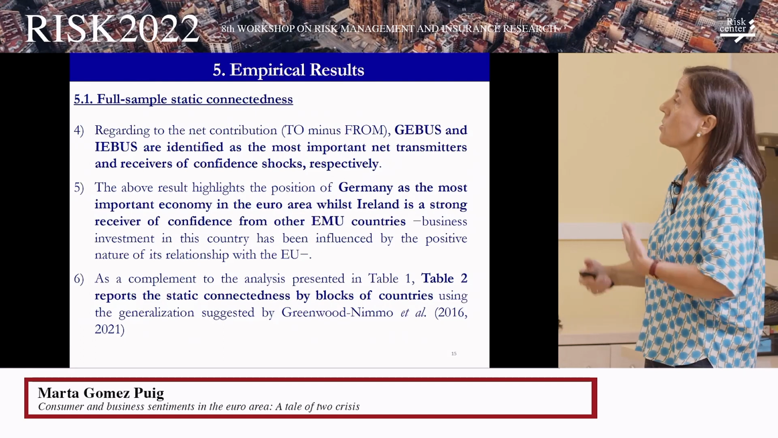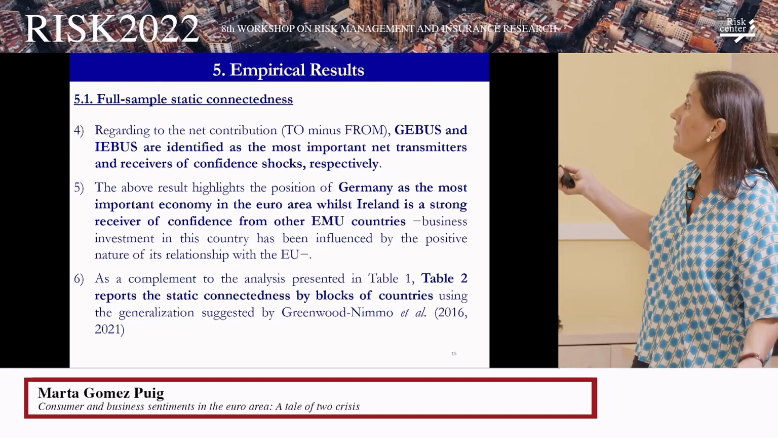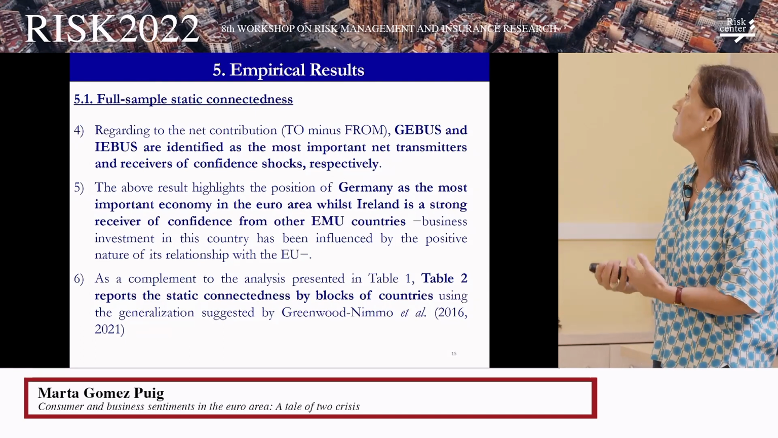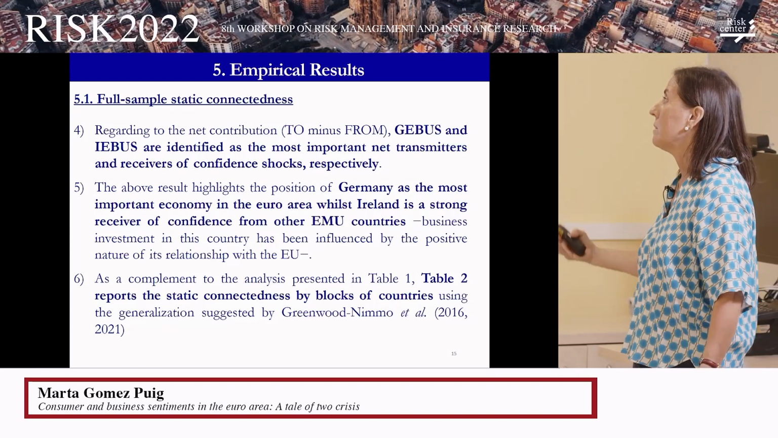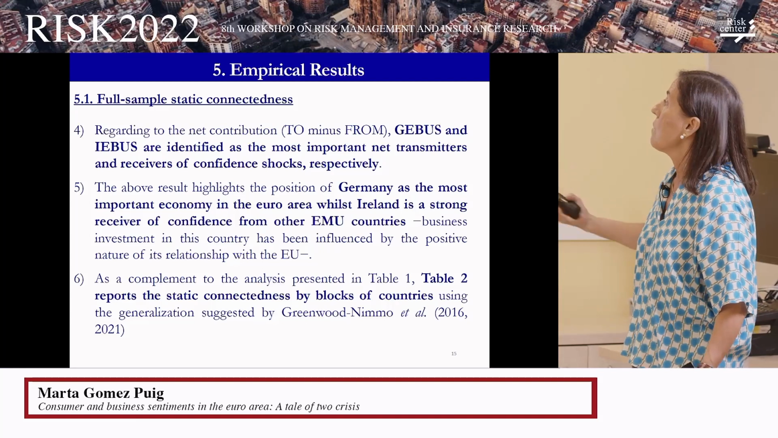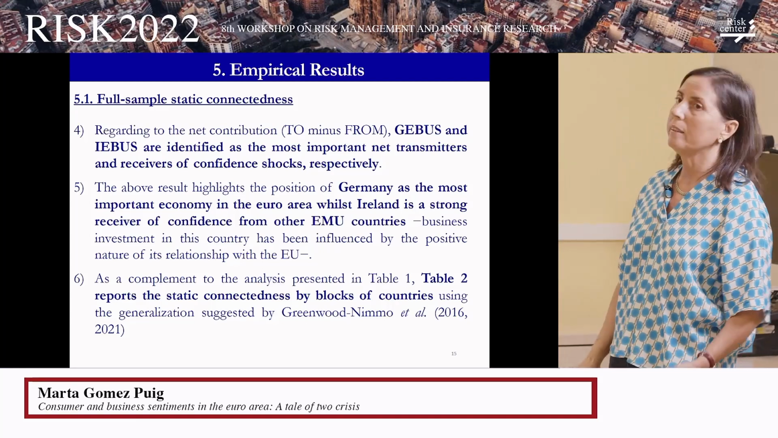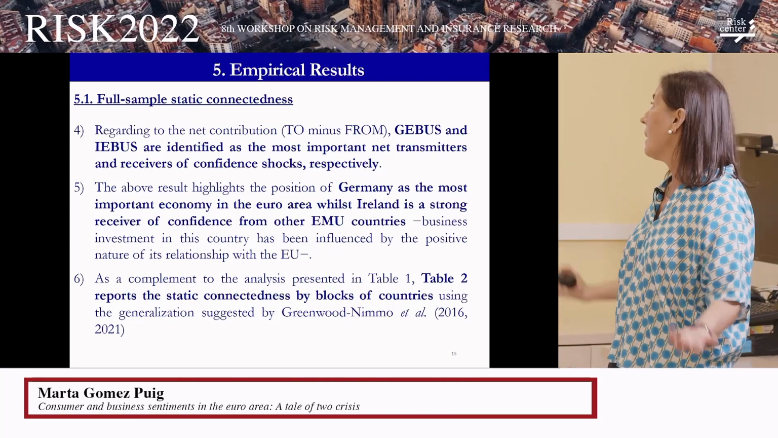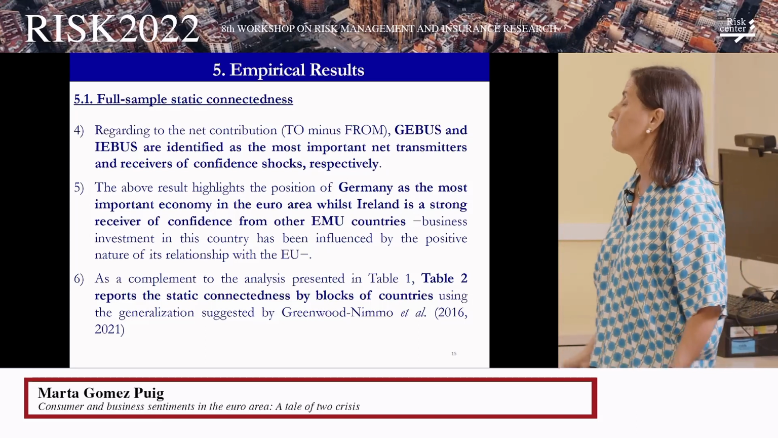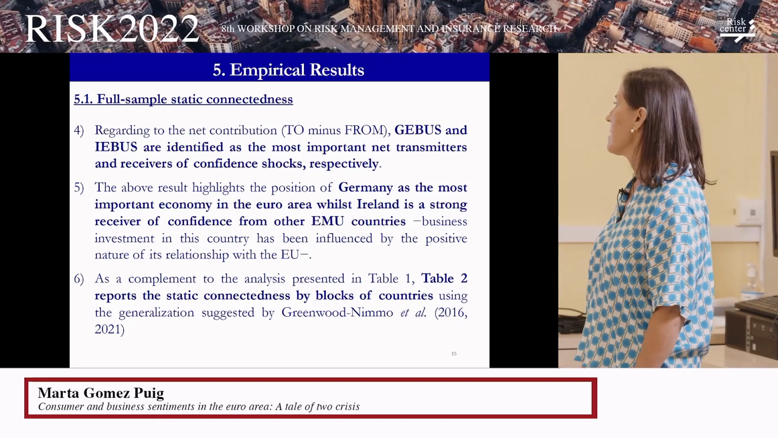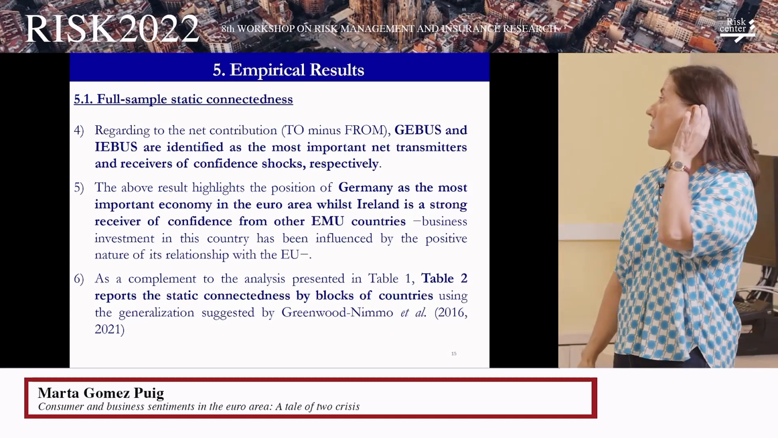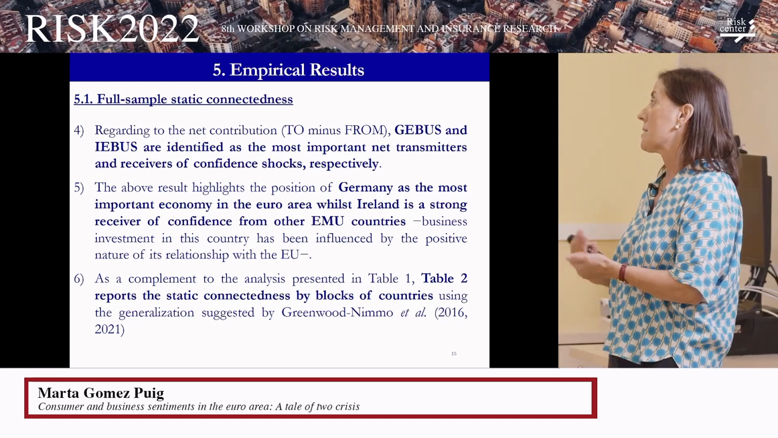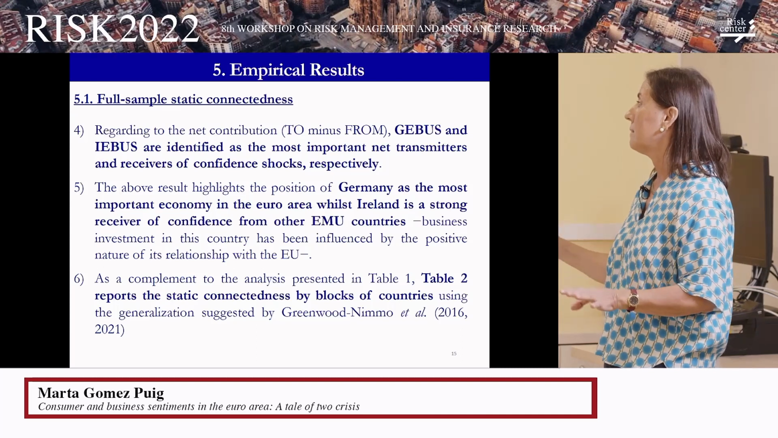These results suggest that these two indicators are identified as the most important net transmitters and receivers of confidence shocks, respectively, highlighting the position of Germany as the most important economy in the euro area, while Ireland is a strong receiver of confidence from other euro area countries. As a complement to the analysis presented in the first table, Table 2 reports the static connectedness by blocks of countries.